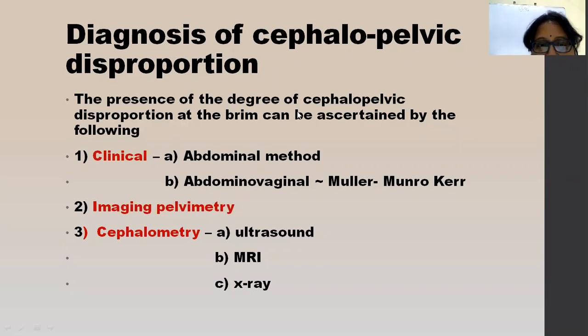We have to ascertain the presence or degree of the cephalopelvic disproportion at the brim, because CPD is mainly at the brim. We have to ascertain the degree of the CPD by the following methods. Either by the abdominal method or the abdomino-vaginal method, which is called the Muller-Munro Kerr method, or imaging pelvimetry, or you can do cephalometry, which includes ultrasound, MRI, and X-ray.